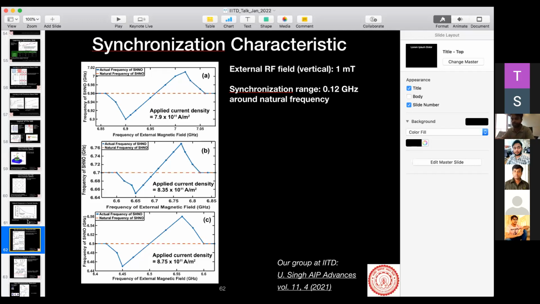Okay. But if this small f is close to capital F, then within a small range, the auto oscillator's frequency changes and it takes the frequency of the applied external field or external perturbation. You get what I'm saying?